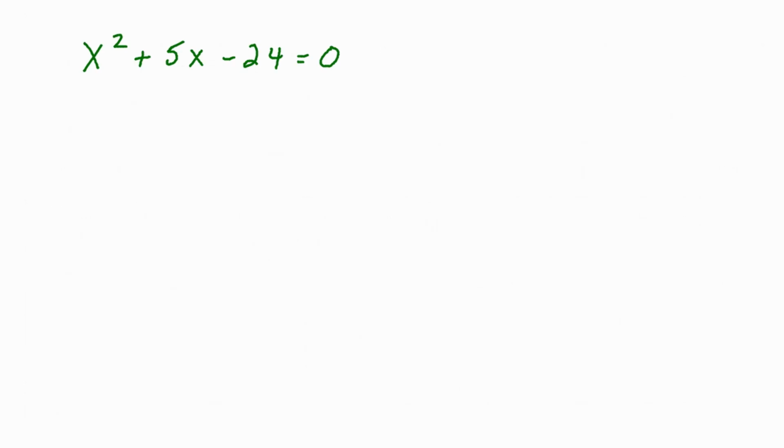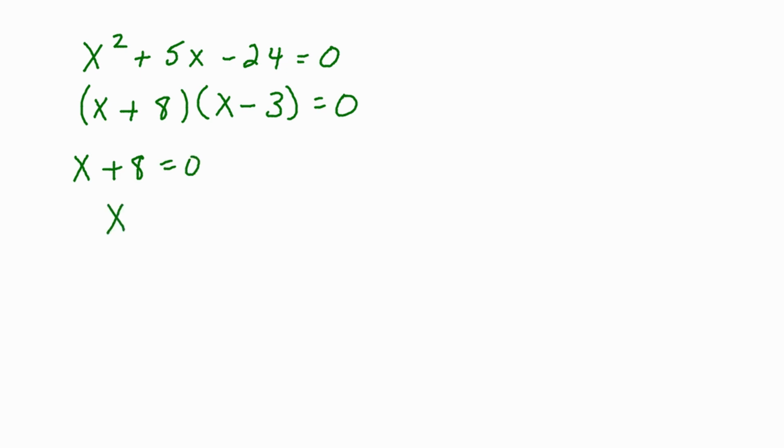Now I can factor. I need two numbers that multiply to be a negative 24 but add to be 5. x plus 8 times x minus 3, and that equals 0. Now I can solve for x. x plus 8 equals 0, which means x equals negative 8, or I have x minus 3 equals 0, which means x equals 3.